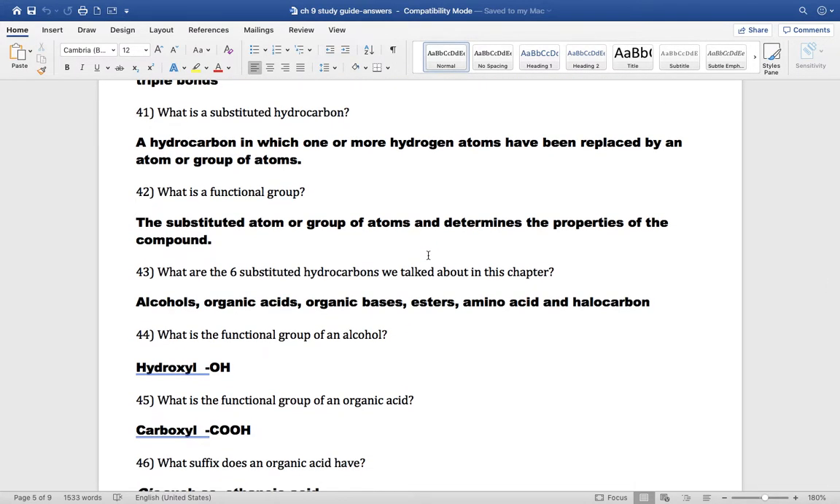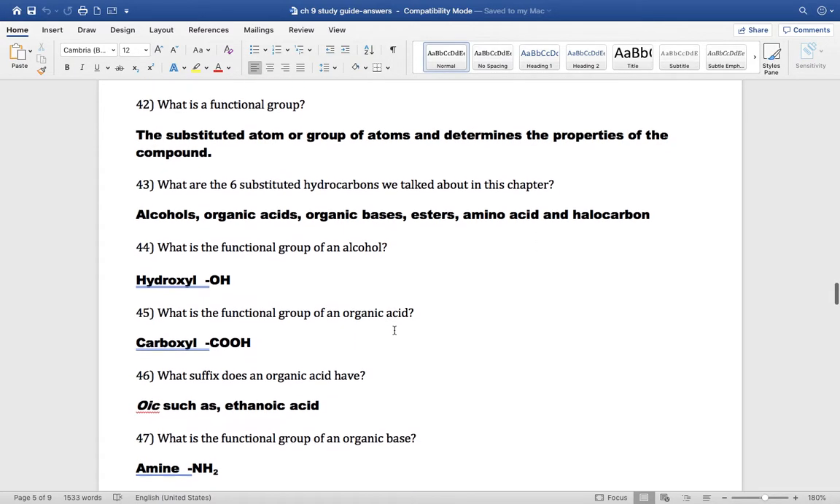41. Okay, so we need to listen to this one. What is a substituted hydrocarbon? It's a hydrocarbon in which one or more of the hydrogen atoms have been replaced by an atom or group of atoms. So, what's the functional group? It's a substituted atom or group of atoms, and it determines or changes the property of the compound. And 43, what are the six substituted hydrocarbons we talked about in this chapter? Alcohols, organic acids, organic bases, esters, amino acids, and halocarbons.